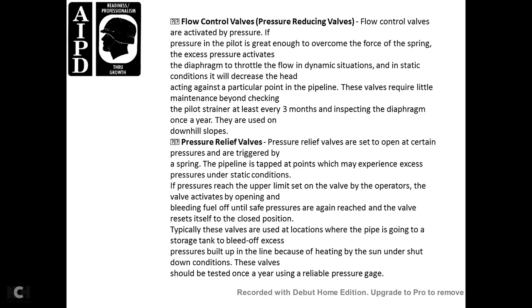Acting against the particular point of the pipeline, the valves require maintenance, including checking of the pilot strainer at least every 3 months and inspecting the diaphragm once a year. They are used in the downhill slope.